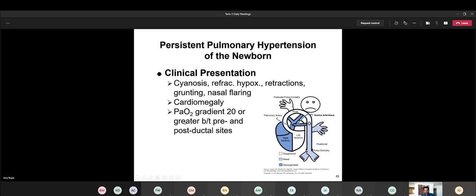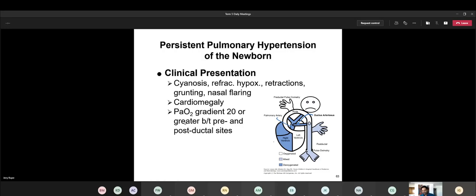So they've got all the classic signs of increased work of breathing: the retractions, the grunting possibly, if they aren't already intubated or on the CPAP. And then the nasal flaring is also part of that set. Look at the x-ray and the heart will look enlarged, larger than it's supposed to be. And then this last point right here, the gradient between your pre and your post ductal sites.